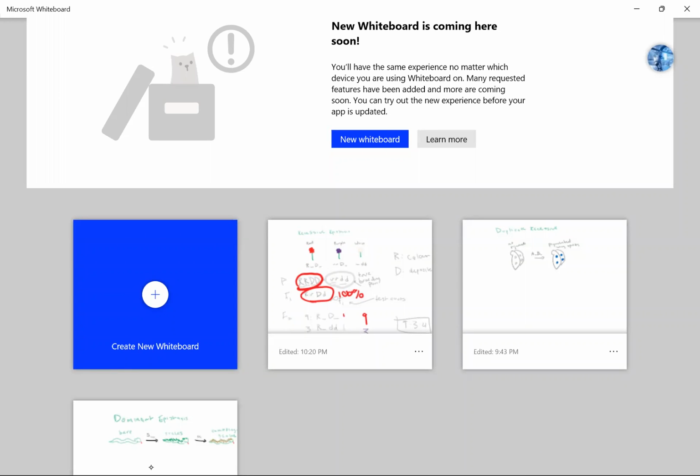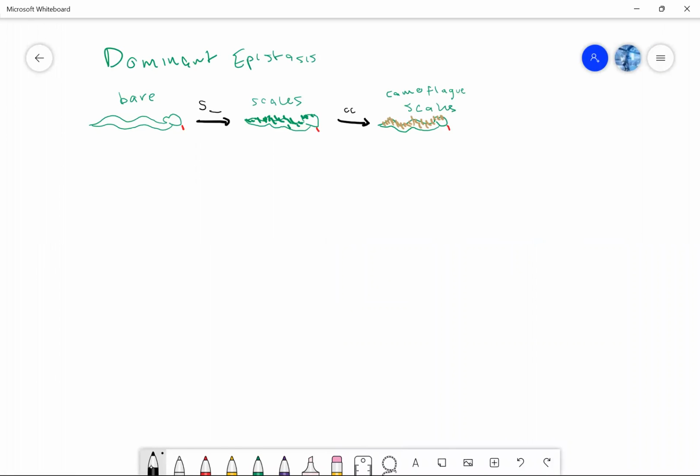But recessive isn't the only kind of epistasis that we can see. For example, we have dominant epistasis. So let's imagine that a snake can have a different kind of scale arrangement or state. And so it starts off bare. It just has its epidermis that hasn't secreted any hard scale parts.